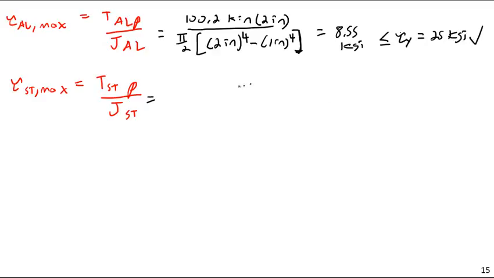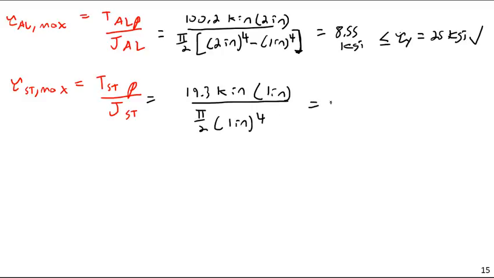So we're good. For the steel, it's 19.3 kip-inches times the outer radius of 1 inch, over pi over 2 times 1 inch to the fourth. And this gives us 12.3 ksi, which is less than or equal to our yield shear stress of 18 ksi. So again, we are good. And that completes that example. So that's it for examples for today.